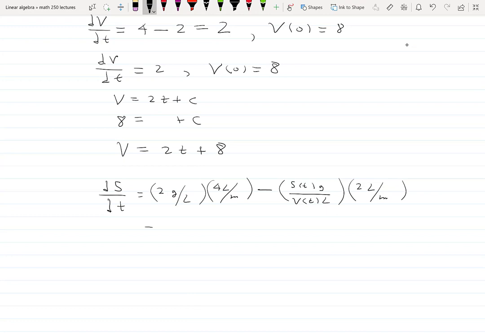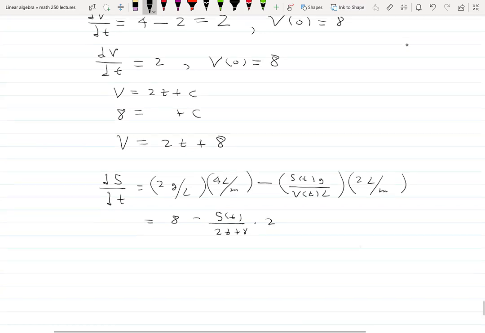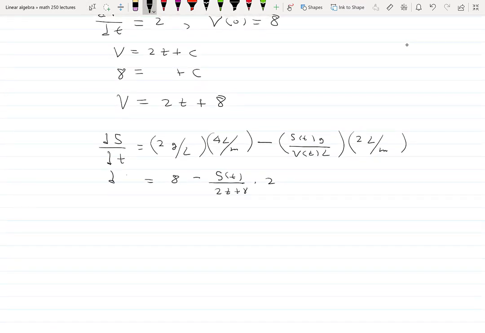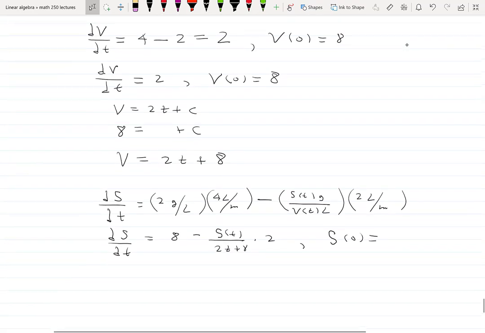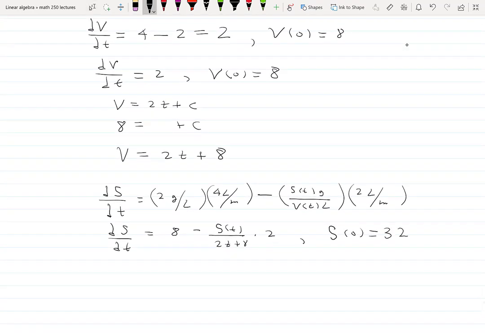Okay, so let's get rid of all the units. So this is 8 minus S, but we know the volume. We know the volume is 2t plus 8. So S of t over 2t plus 8 times 2 liters per minute. That's the differential equation satisfied by S, along with the initial condition, gives us an initial value problem. The initial amount of salt in the tank was 32 grams.